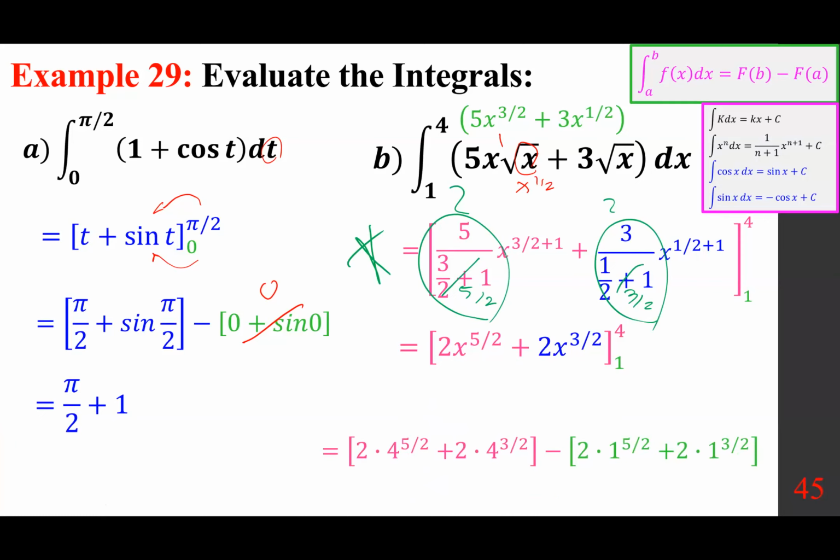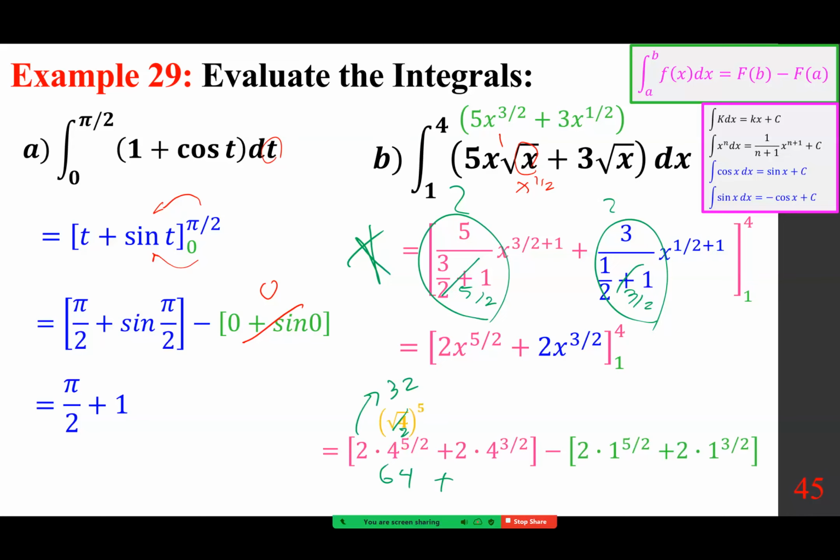So when we plug in 4, 4 to the power of 5/2 means the square root of 4 to the power of 5, which means 2 to the power of 5, which means 32, and 2 times that is 64.